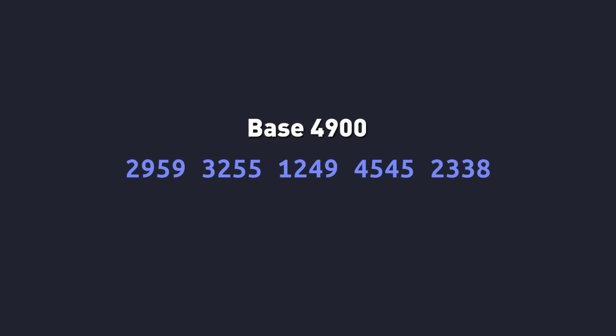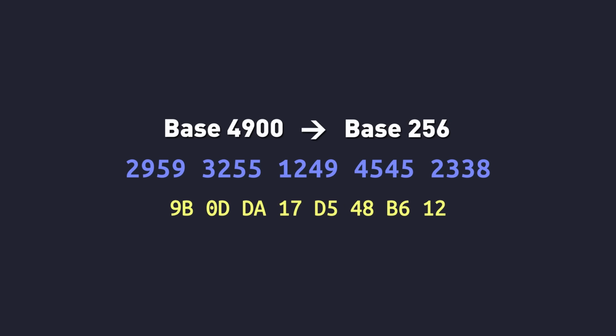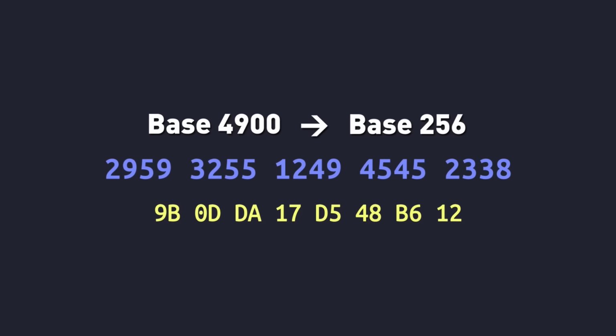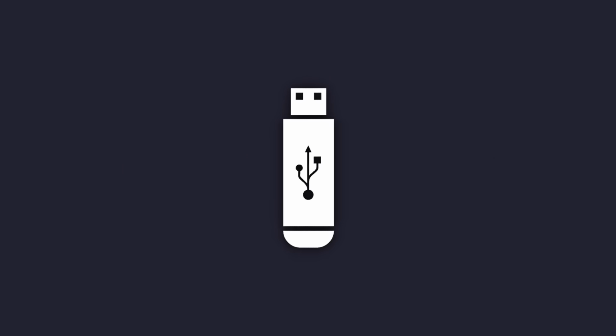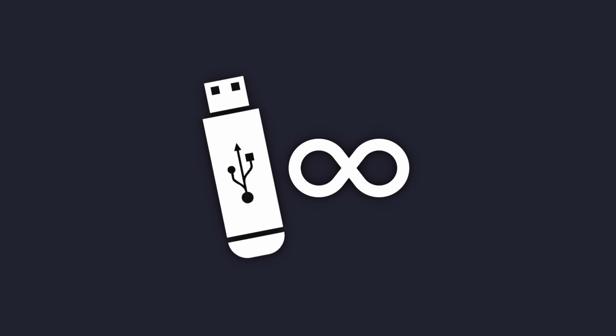Then, to turn that into a file, we just need to convert this number from base 4,900 to base 256, because each byte of a file has 256 possible values. But if this is all we did, we'd have a bit of a problem. Numbers can't have leading zeros. There's no such number as 010, for example. That's just 10 with an extra 0 at the start. In our case, this would mean that we can't generate files that start with null bytes, and that's obviously not acceptable for a flash drive that's supposed to contain literally every file.